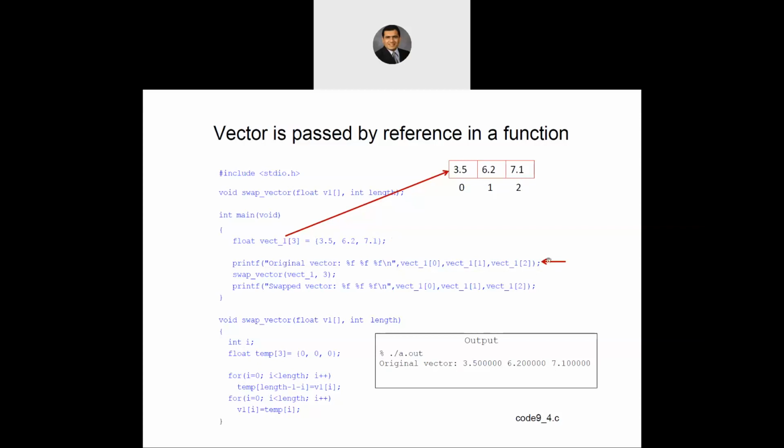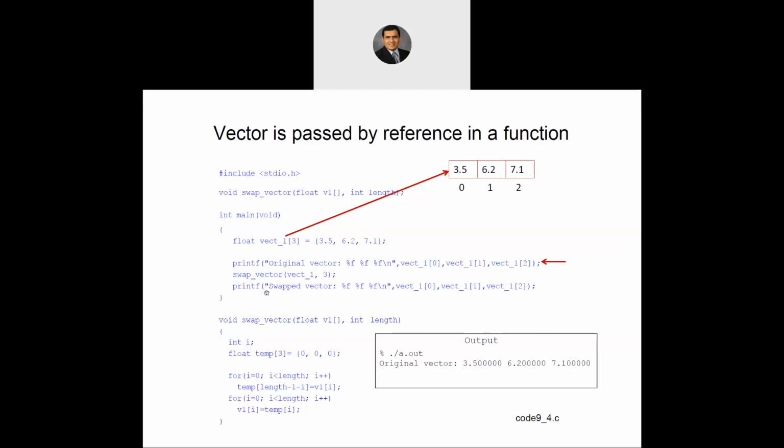Next line, we call the function swap vector. From here, it jumps and goes to swap vector. But it doesn't go empty-handed. It's going to pass vect1. The vect1 values 3.5, 6.2, 7.1 are going to be passed right from here to v1. So we have another array declared in the swap vector function, and these 3 values are going to be passed to v1.